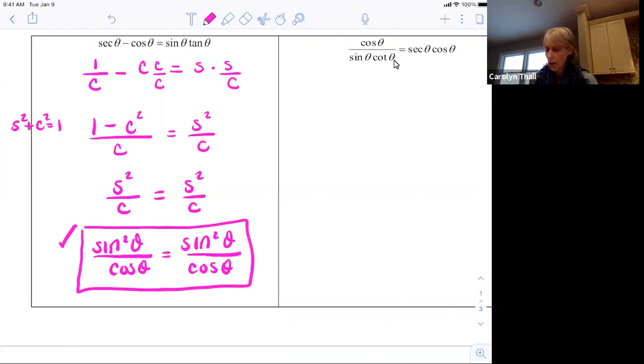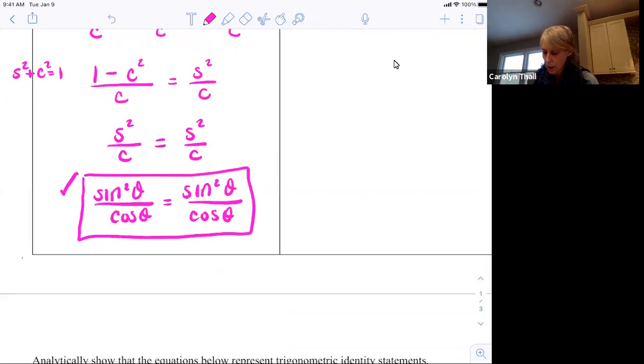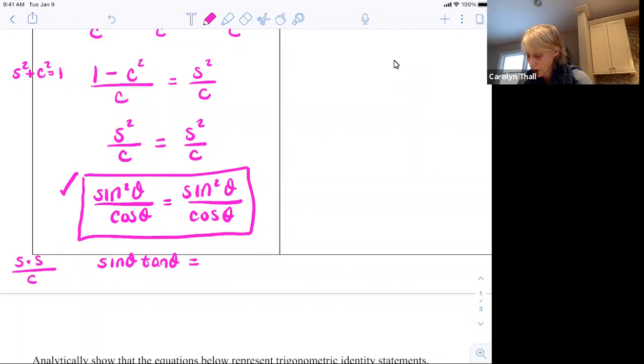Now, there are other ways to represent this answer, because I know sine squared is really sine times sine over cosine. So I could have sine theta times tangent theta equals, and again, sine theta times tangent theta. And that matches as well.